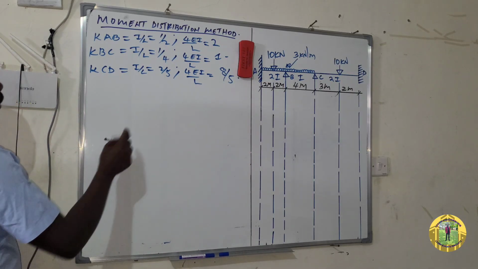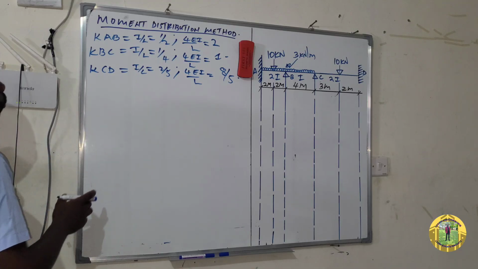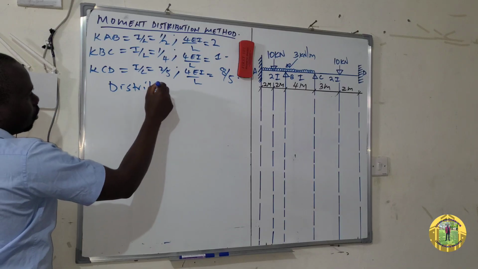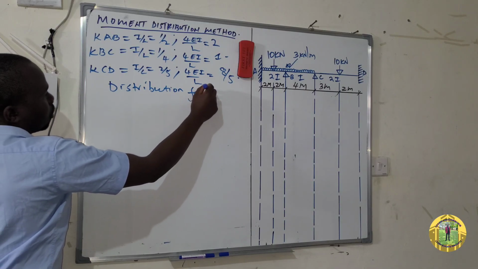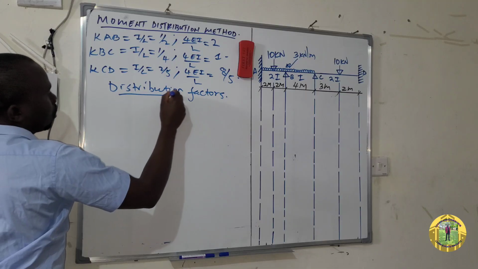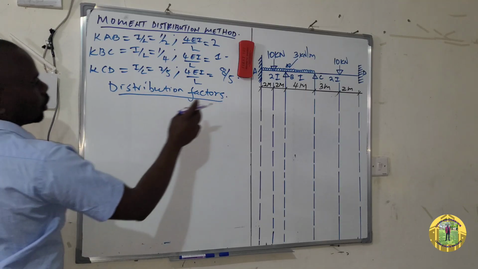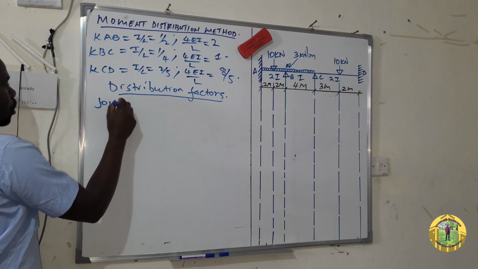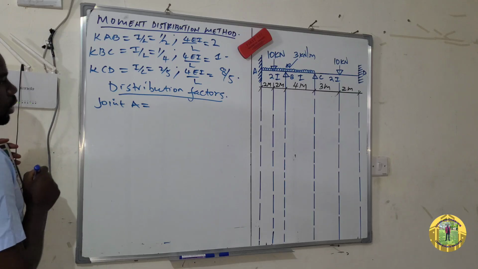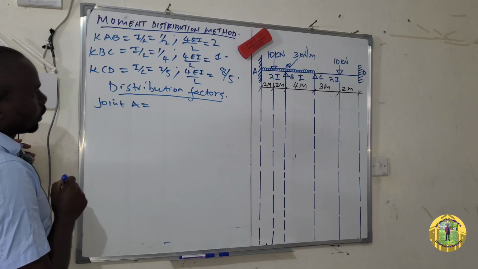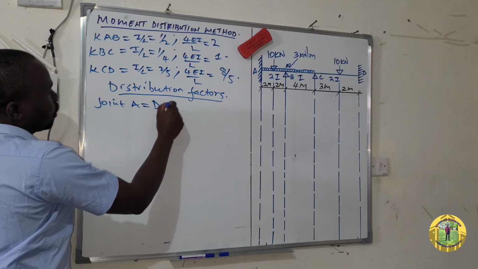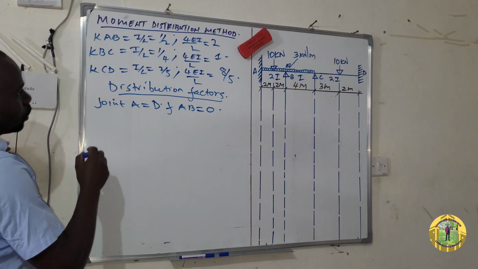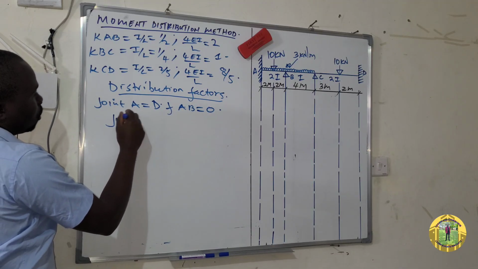So in your exam, you will choose the method which will save your time. So, distribution factors. We start by joint A. As you can see, joint A has KAB. Now, distribution factor AB is equal to 0 because it is fixed. And then we proceed to joint B.